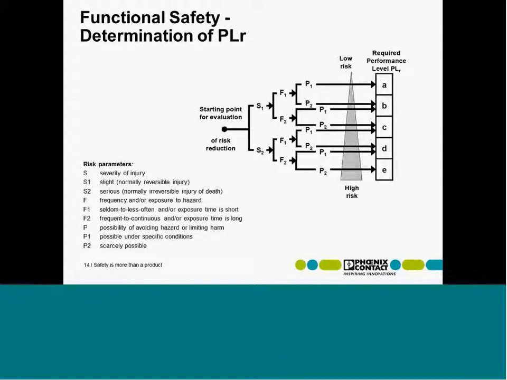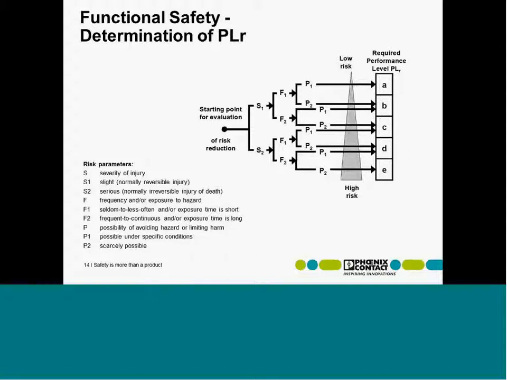With the safety function defined, we have to start the determination of the required performance level. The performance level, as we see from the risk graph here, is a numerical assessment related to 5 levels: A, B, C, D, and E. Performance level E stands for the highest risk reduction, and performance level A for the lowest risk reduction.